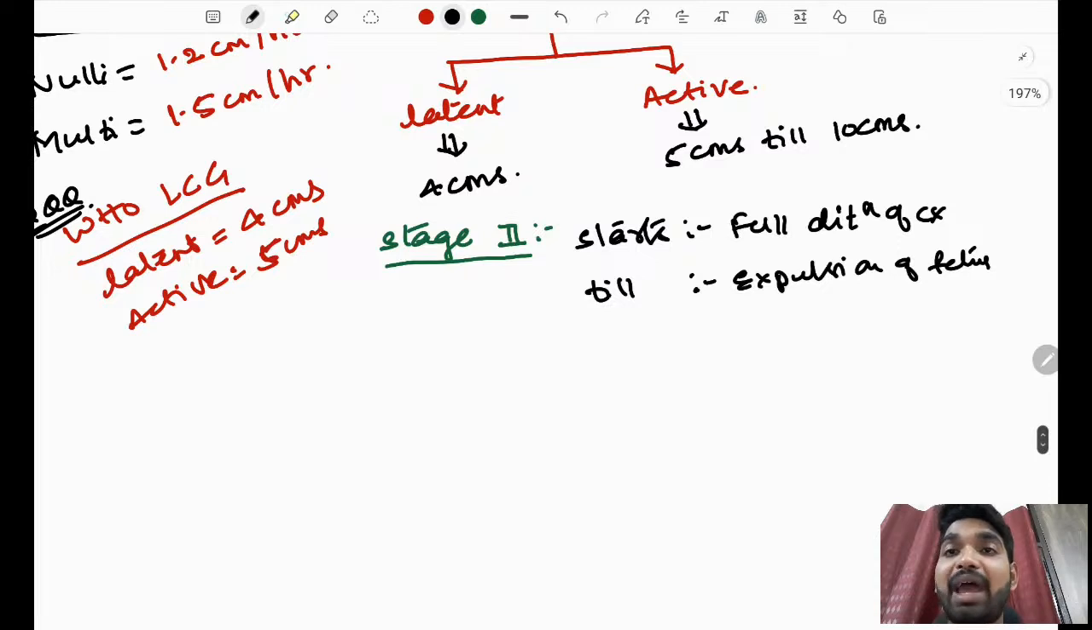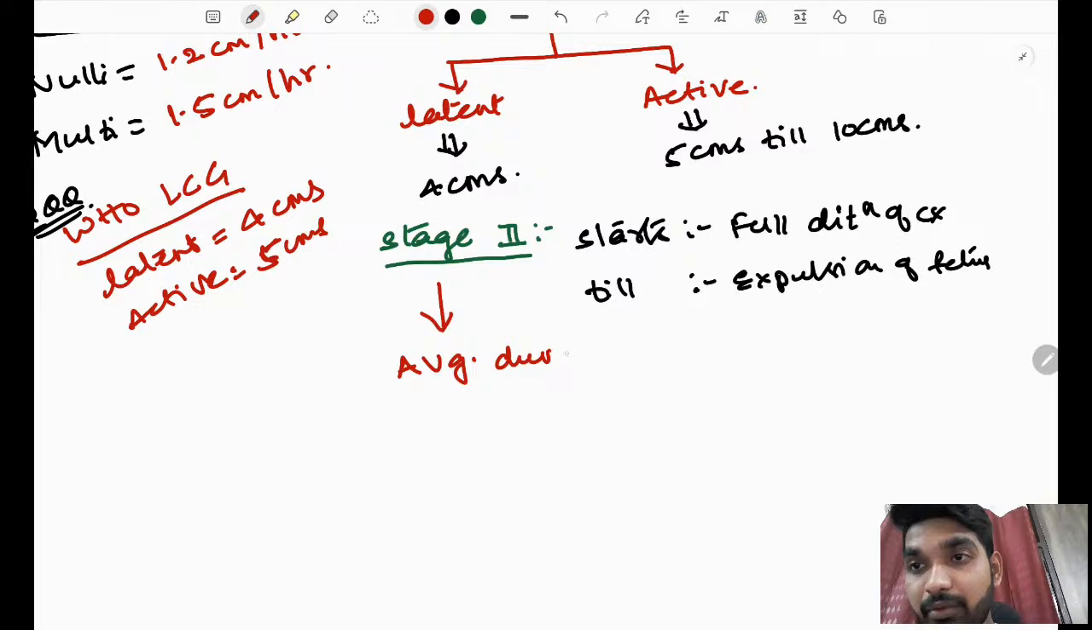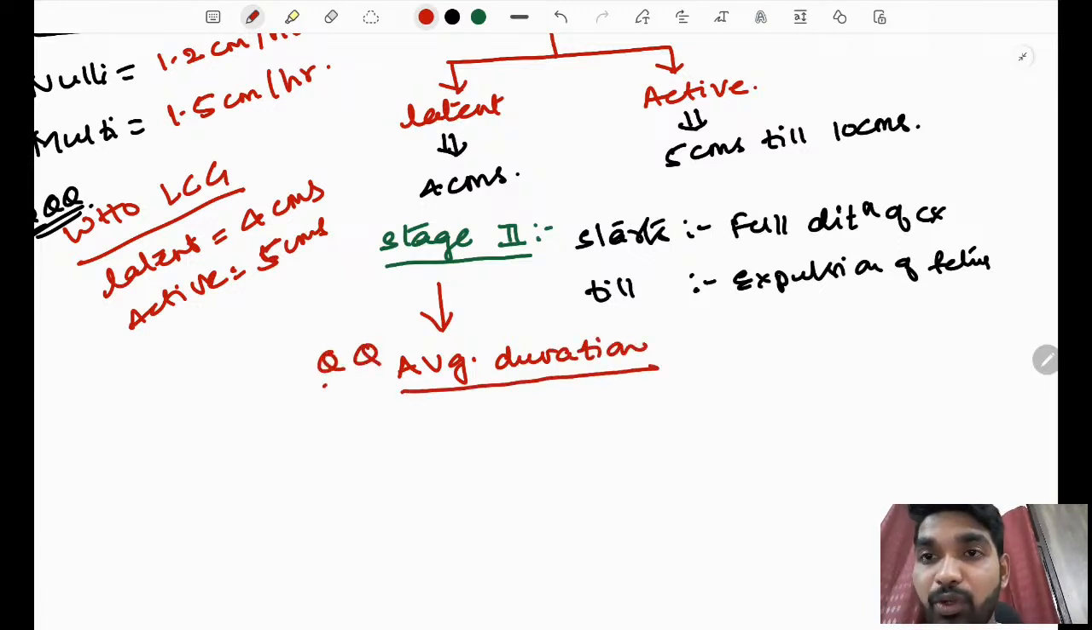And now listen to the question properly and answer. What is the average duration of second stage of labor in case of nulliparous and in case of multiparous? Now you people should answer, right? Again, this is a Q mark for your exam. Average duration of second stage of labor in nulliparous women and in multiparous women.